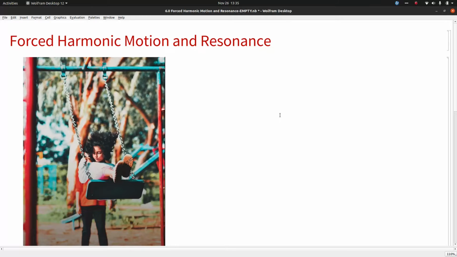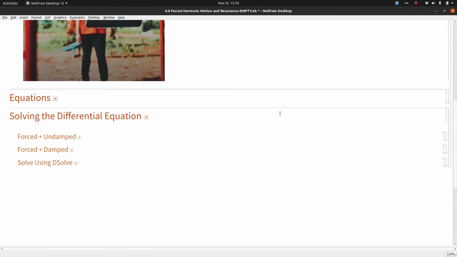Last time, we talked a bit about forced harmonic motion and resonance, and we gave the analogy that it's kind of like pushing a kid on a swing. And we solved the differential equation for the forced and undamped case. So the case where you're pushing on the swing, but you do not have any damping or frictional forces.